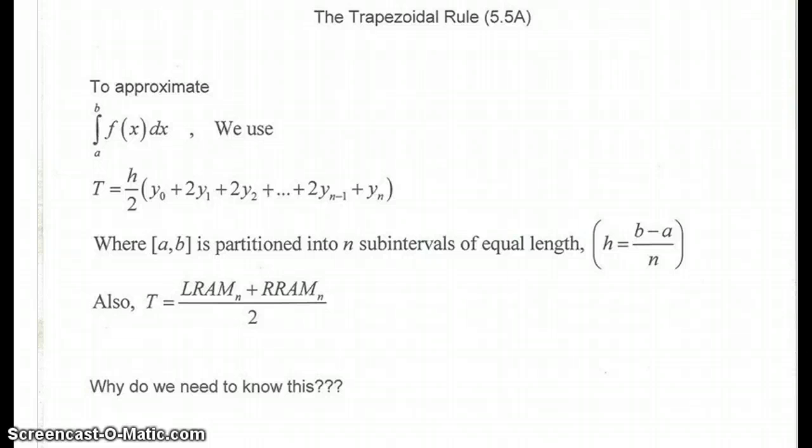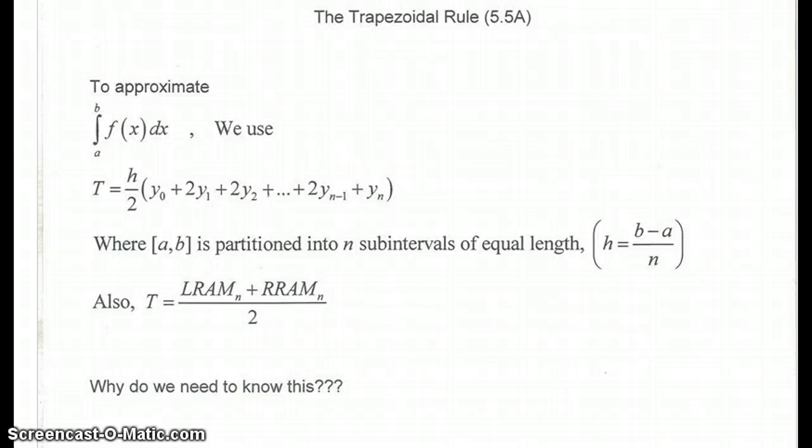Instead of taking the integral from a to b of f of x dx, we're going to use capital T, meaning the trapezoidal rule, which is equal to h over 2 times the quantity y sub 0 plus 2 times y sub 1 plus 2 times y sub 2 plus etc., etc., 2 times y sub n minus 1 plus y sub n.